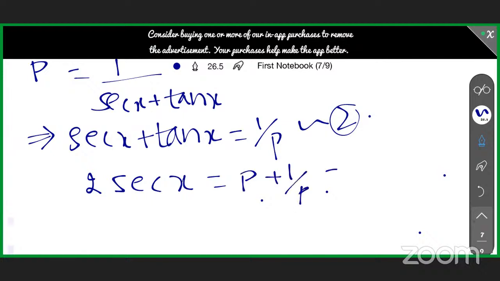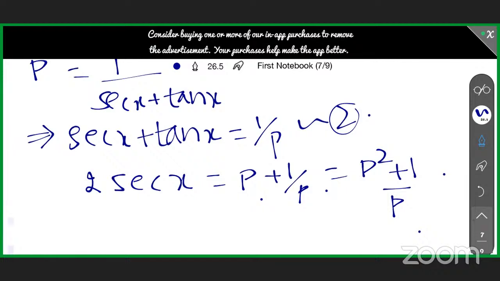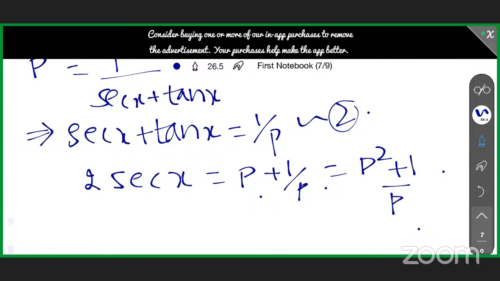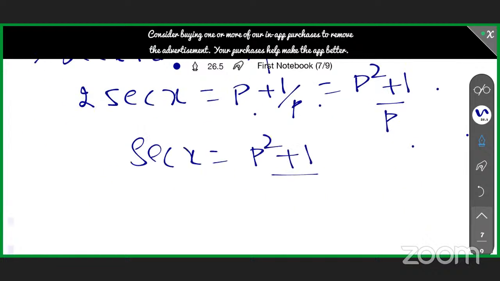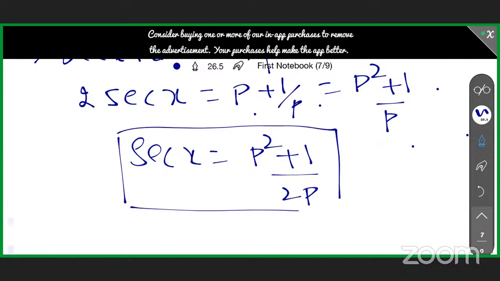This will be equal to what? If I take LCM, this will be p square plus 1 by p. But I want only secant x. Secant x is equal to p square plus 1 by 2p. A student told the answer p square plus 1 by p, which is correct, but I want the value for secant x, so that 2 has to be sent down. Did all get this answer? Did all understand this problem? One student did it a good way, but forgot to send the 2 down, correct?